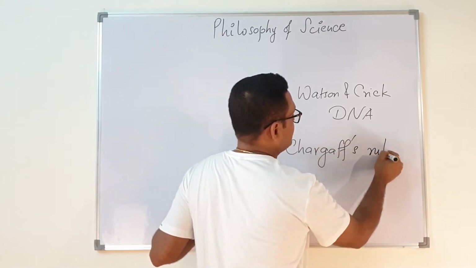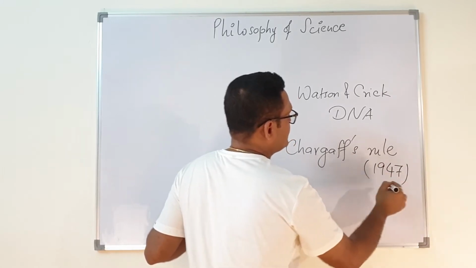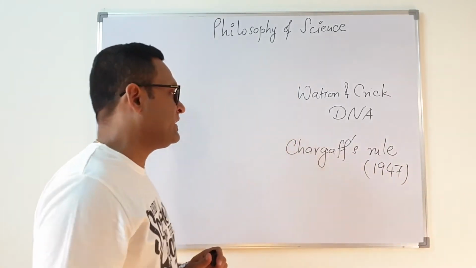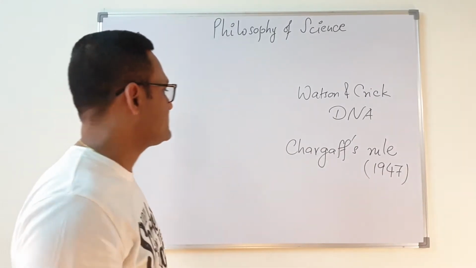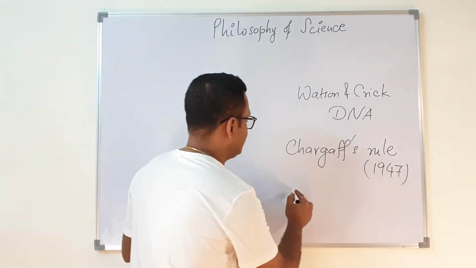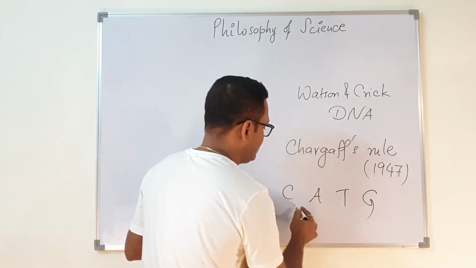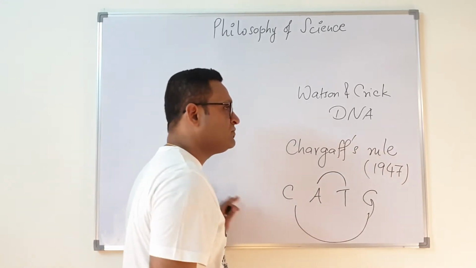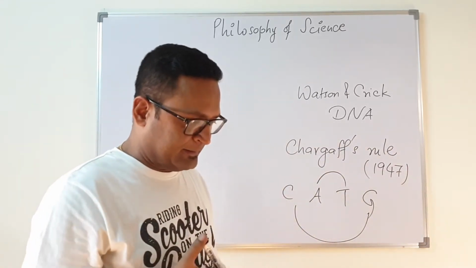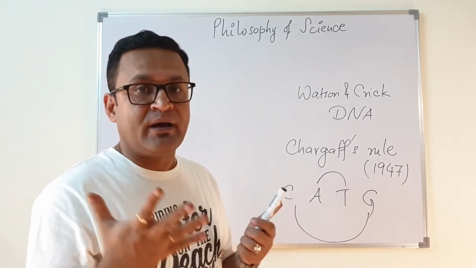And Chargaff's rule, I guess, 1947. So Chargaff's rules, 1947, say that in our blood, I guess, there are C, A, T and G bases, where you will find that the number of these two and the number of these two are more or less found in equal numbers.